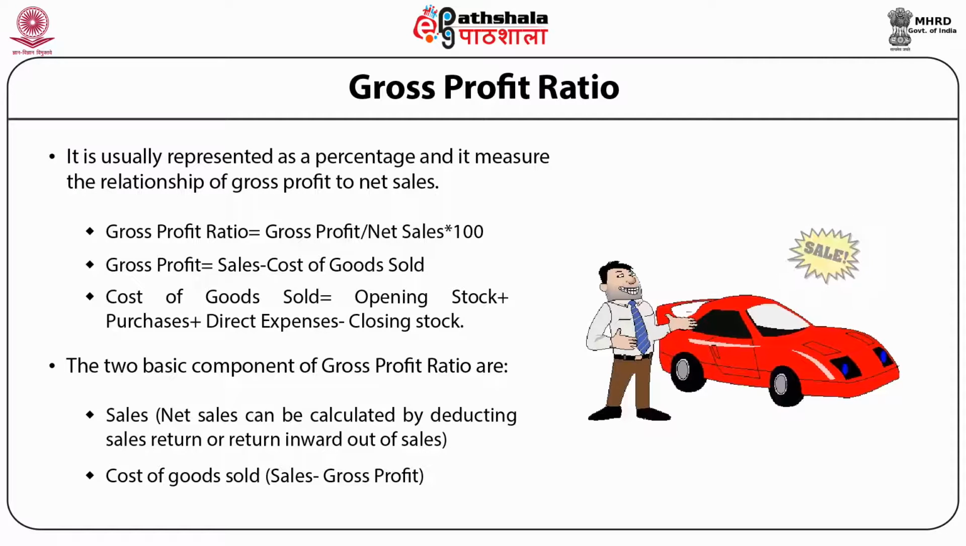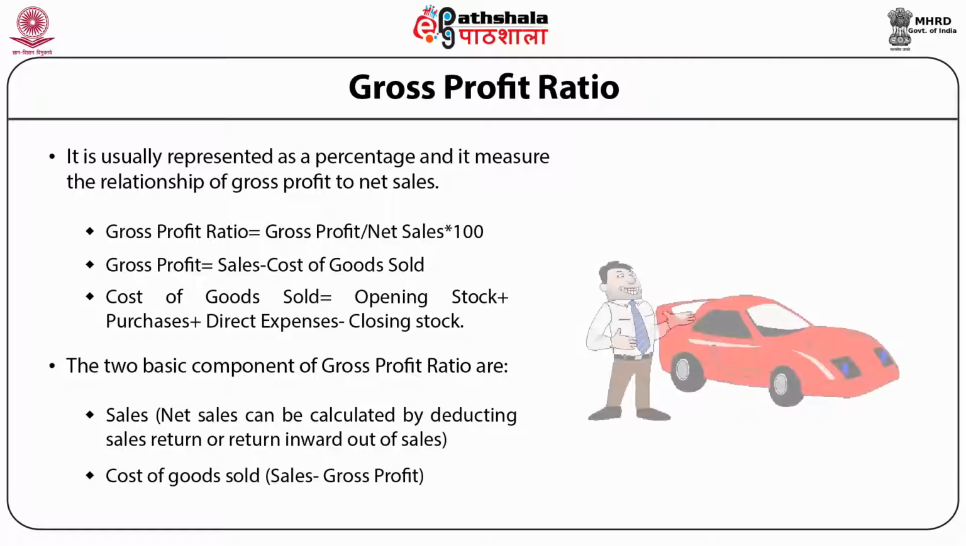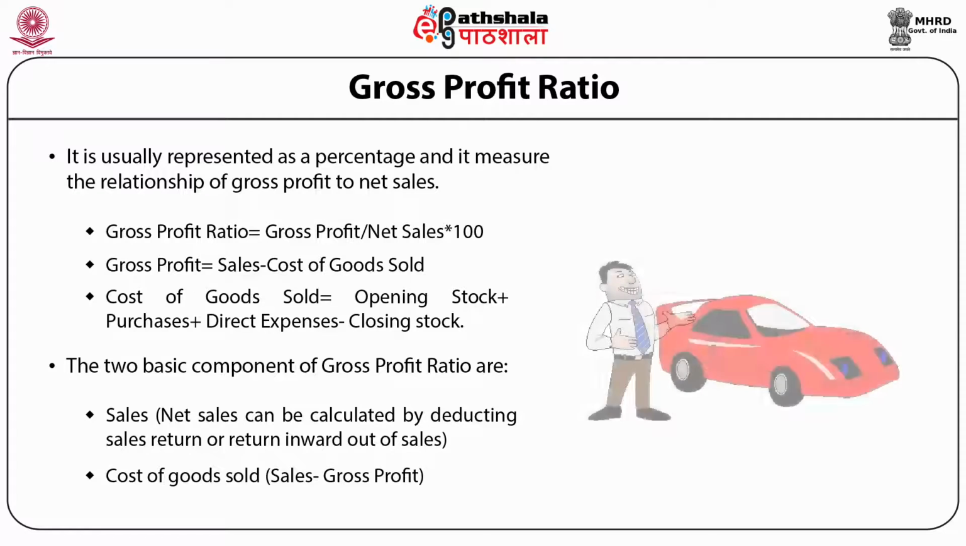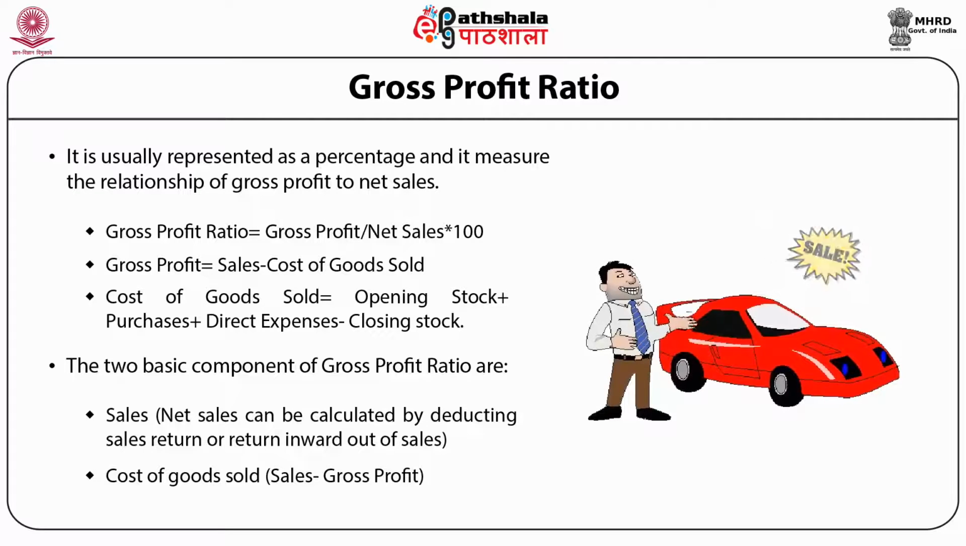Since gross profit is simply the excess of net sales over cost of goods sold, net sales can be calculated by deducting sales return or return inward out of sales. Ratio of cost of goods sold to sales is equal to 100 minus gross profit ratio.